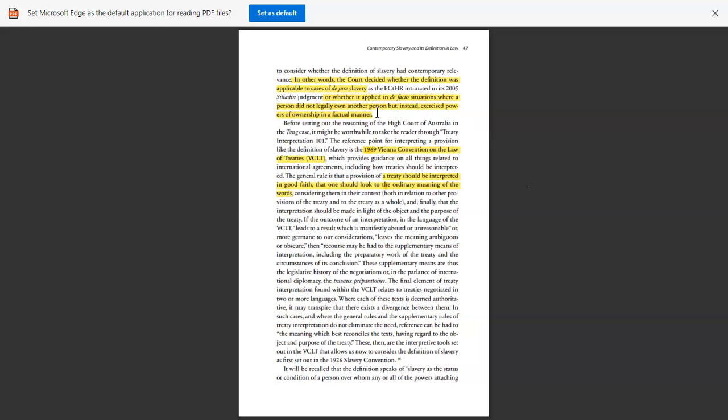A lot of people like to talk about how we're into a de facto situation instead of a de jure situation. And I think this is most evident here in contemporary slavery, a term of art, versus conditions like slavery or treatment like slavery.